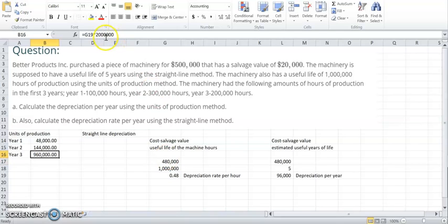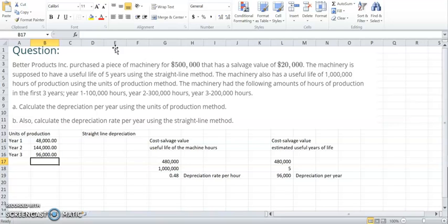So let's make sure we didn't enter this in millions. So we need to get rid of a zero. Okay. All right. So just remember with doing the units of production, you just take the depreciation rate, which is 0.48, times the hours in this case. It might not always be hours. It could be something else, but you're always going to find a depreciation rate, and you take that times the hours.